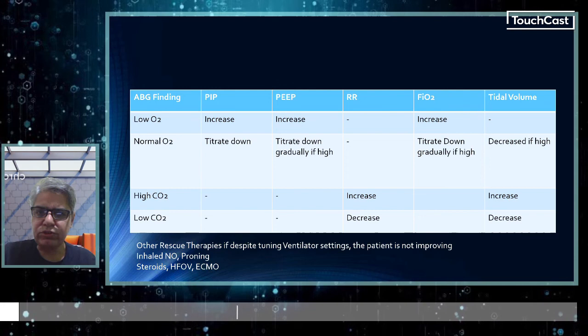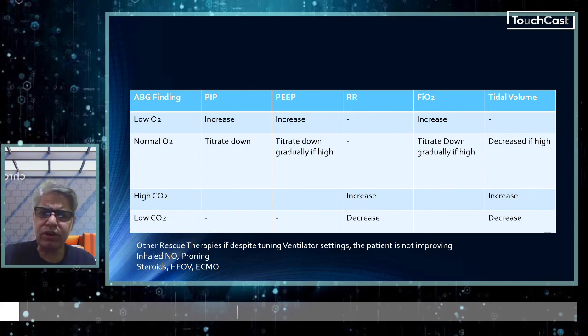But let's say you started off with high levels, let's say a high positive inspiratory pressure, you would titrate it down to see where you would be maintaining normal O2 levels. If the PEEP has been high, let's say your PEEP was 10 and the oxygen levels have come up, after some time you will titrate it gradually in small increments. You will titrate it down to see what happens with the oxygen levels.